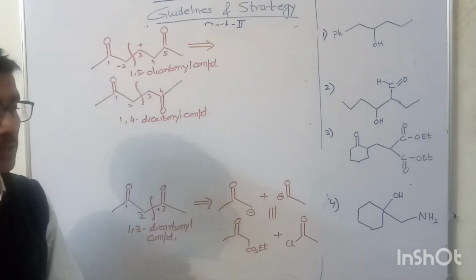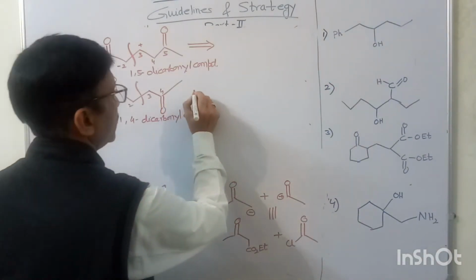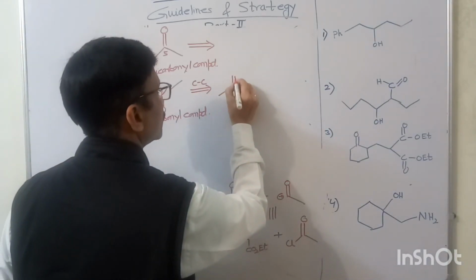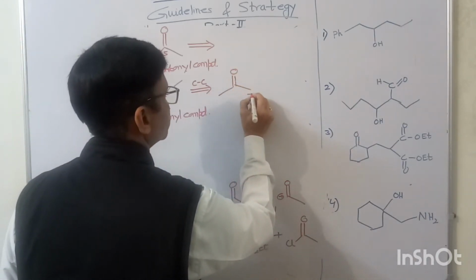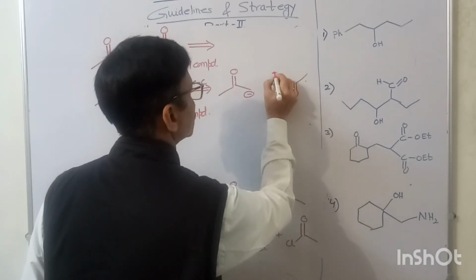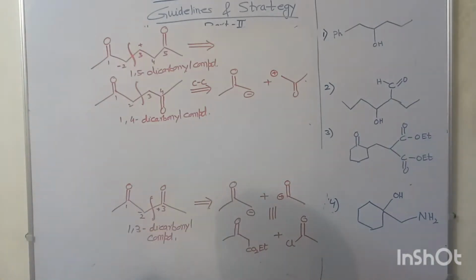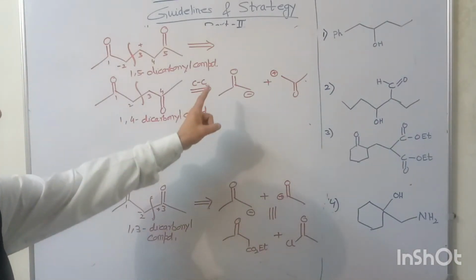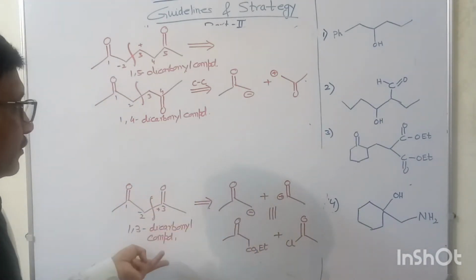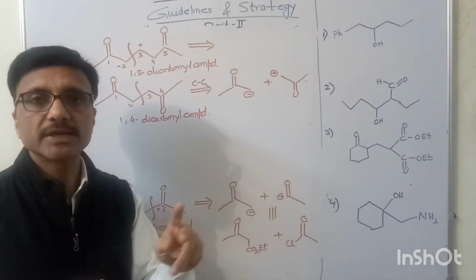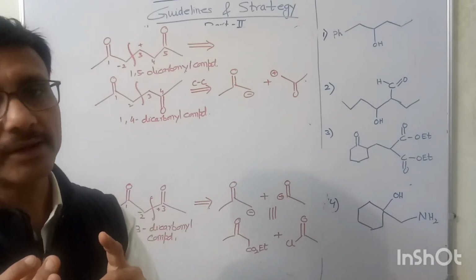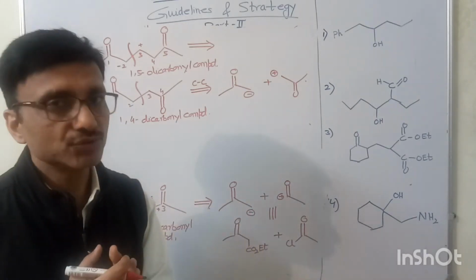This is a 1,4 dicarbonyl compound. So you will do the 2,3 disconnection, a carbon-carbon disconnection, and here you will write the positive charge. Okay. In this case, if you see the polarity, in all the cases that I discussed before this, after disconnection you will get a natural synthon, containing a natural polarity.